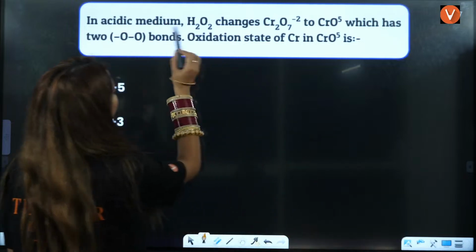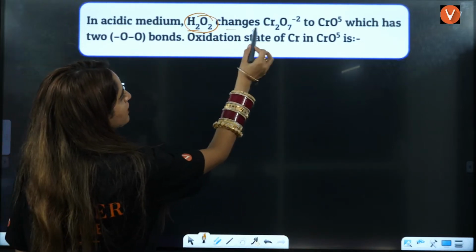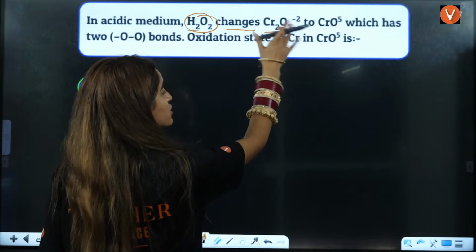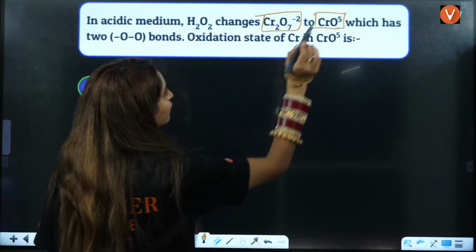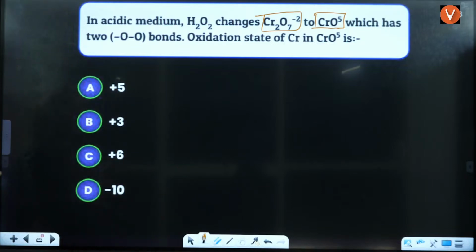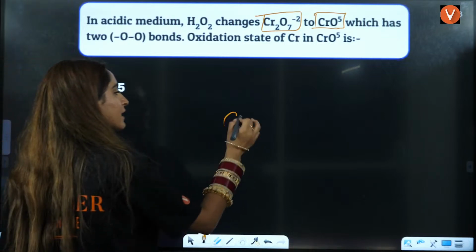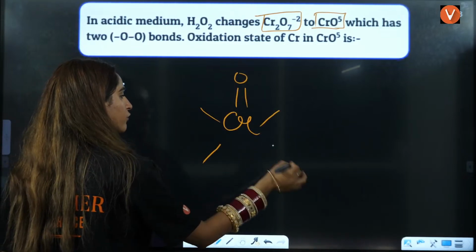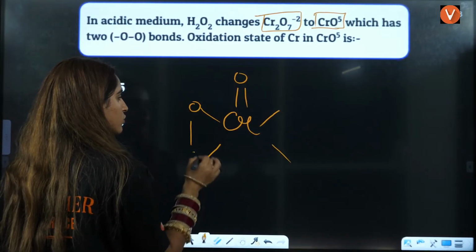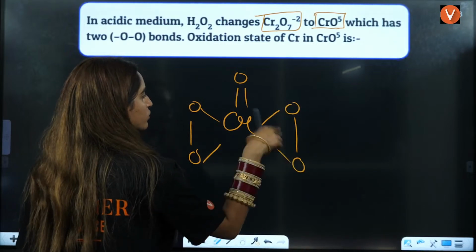Okay. Next is the acidic medium: H2O2 changes Cr2O7 2 negative to CrO5, right? Now look at the oxidation state in CrO5. Beta, this is a butterfly-like structure, right? Double bond O, 1, 2, 3, 4. Okay, 1, 2, 1, 2, 1, 2, 3, 4, 5.